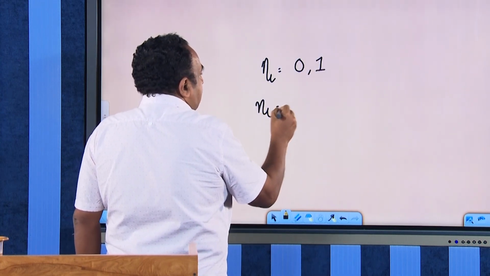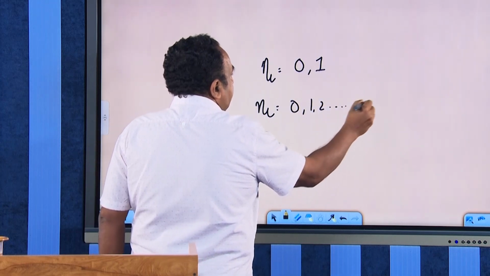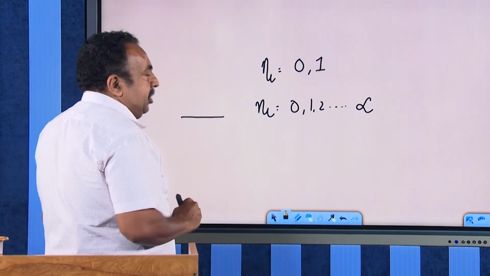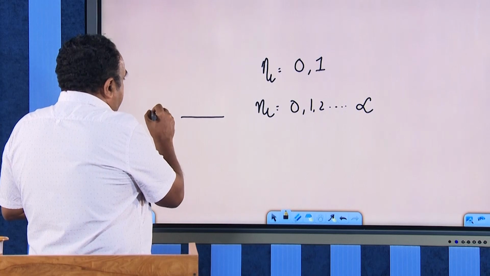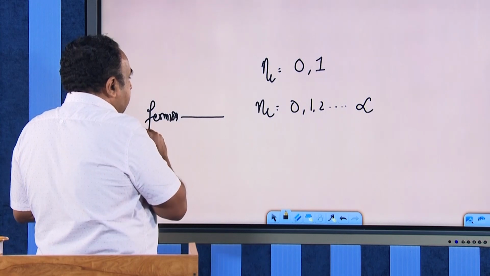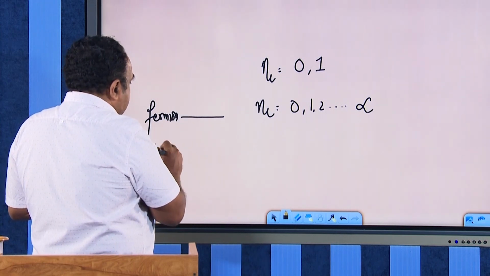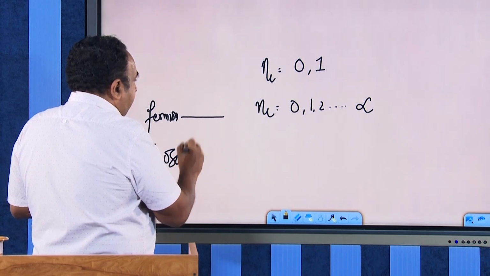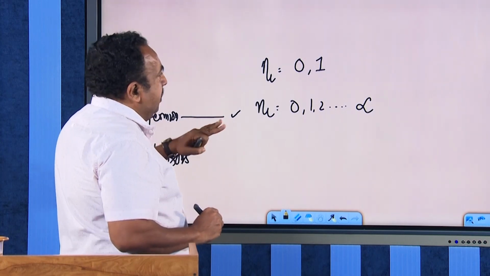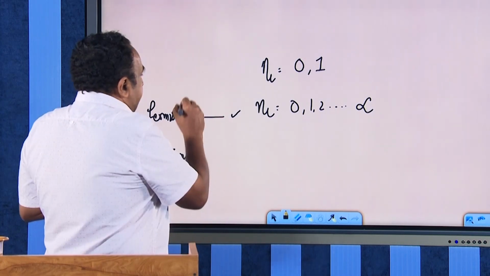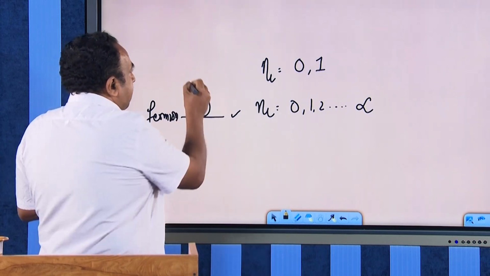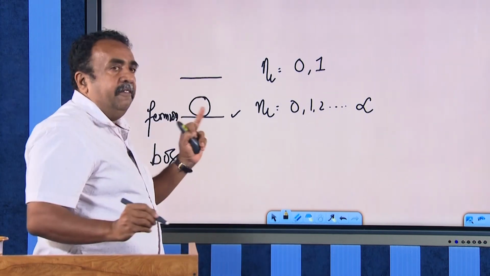Ni is equal to 0, 1, 2, 3, etc., up to infinity. For example, if I take a system, because we have two types of systems, one is Fermi systems and the second one is Bose systems, that is bosons. If I label a state like this, because of the nature of the spin, all the properties that I told you, in this particular state only one particle will be allowed to occupy.